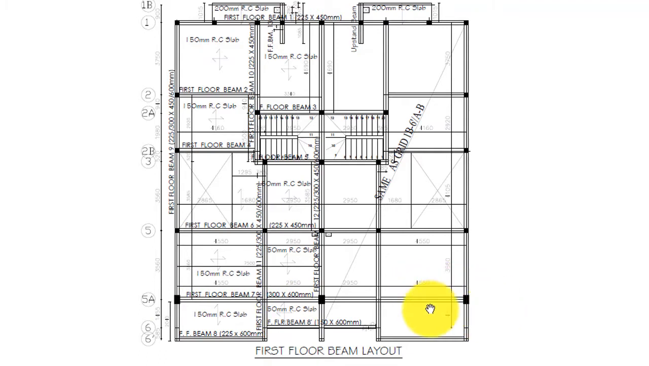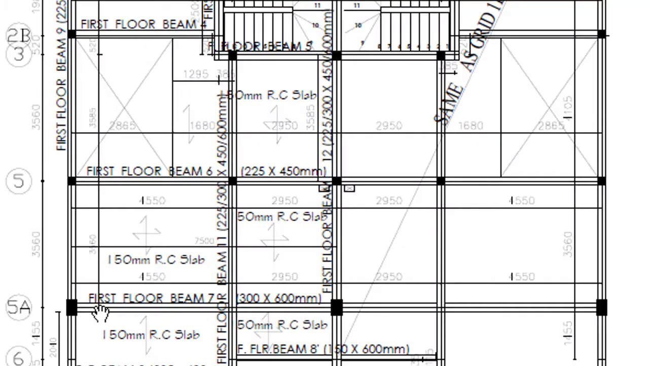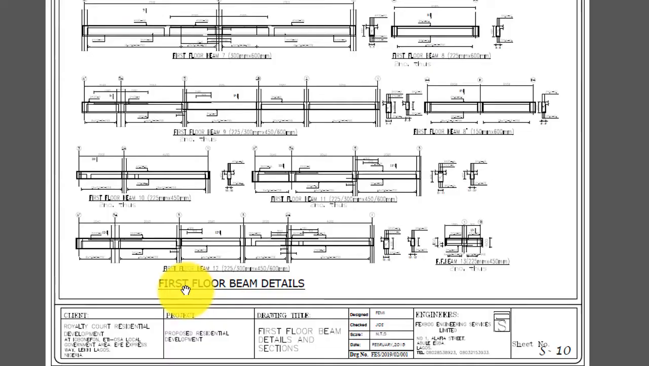For you to check the detail of the beam, you will come close and ask, what is the name of this beam? Look at it here. It is first floor beam 7. Then you now go to the details. Now, this is the detail. This is the page where we have the details of the beam. Look at the note under it: first floor beam details. This is now the details. It is not the beam layout here. This will just tell you the details, how the beams are arranged.